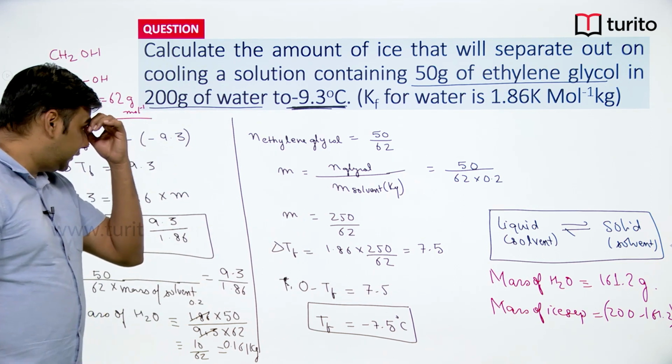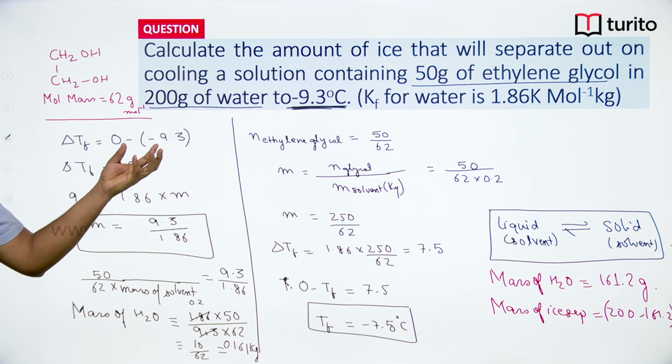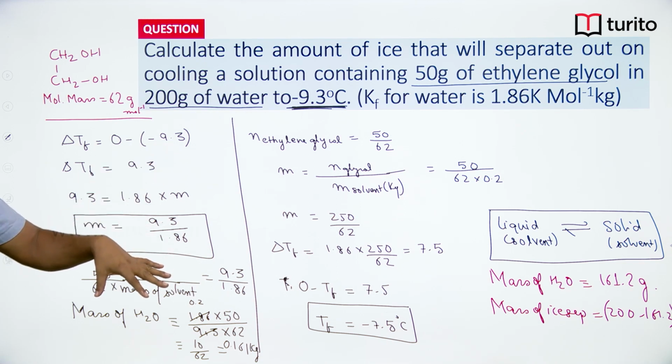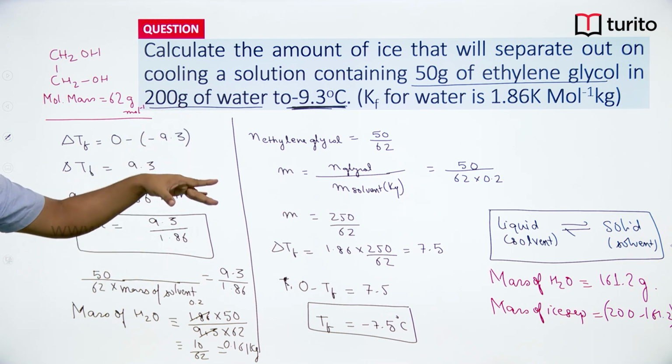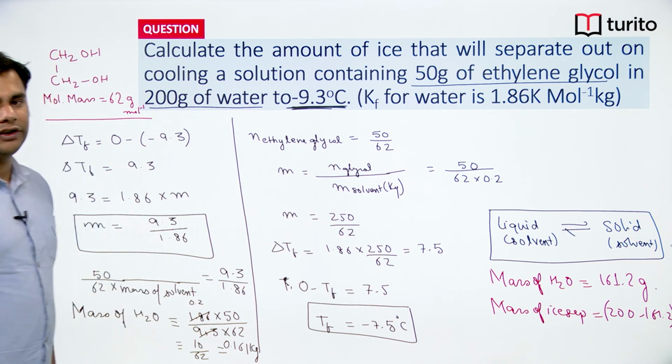So I will just repeat this. This is again a very good question. This says that we have taken 50 gram of ethylene glycol dissolved in 200 gram of water, and we have lowered the temperature to minus 9.3 degrees Celsius. They are asking what would be the amount of ice that would be separated out.